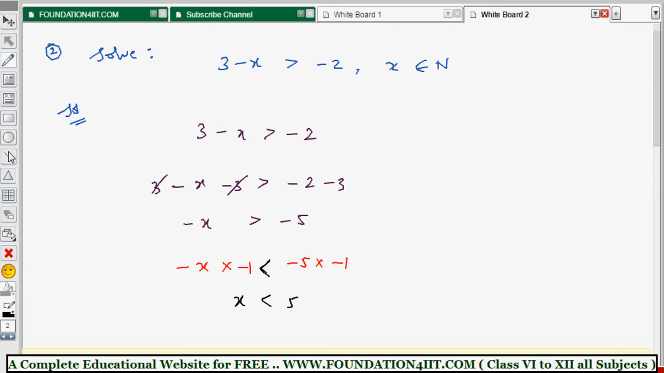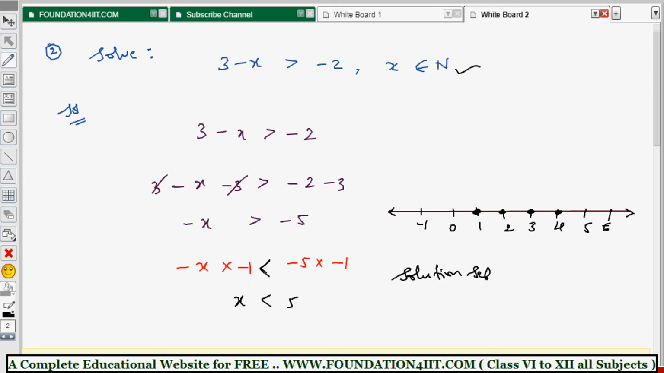So we can represent it on a number line. 1, 2, 3, 4, 5 and 6, and 0, minus 1. Because x belongs to natural numbers, we should use black circles. X is less than 5, so not even 5. That means 4, 3, 2 and 1. So the solution set is 1, 2, 3 and 4.